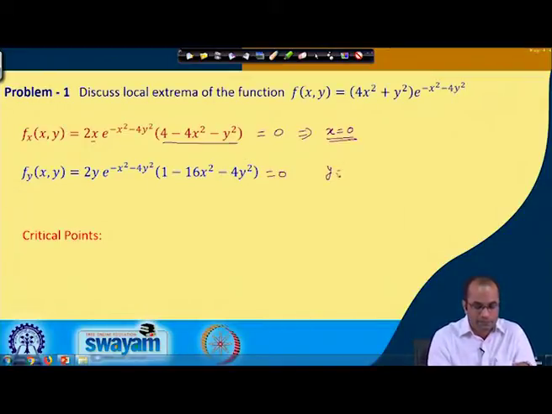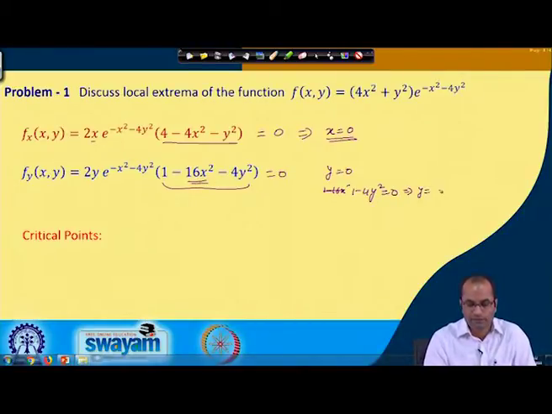Either y will be 0, in that case this term will also be 0, or when we set x to 0, we get 1 minus 16x² and 1 minus 4y² equal to 0, because x is set to 0 here. So, we have 1 minus 4y² equal to 0, where we will get y equal to plus minus 1/2. So, when we set x to 0, we have two possibilities from the second equation.